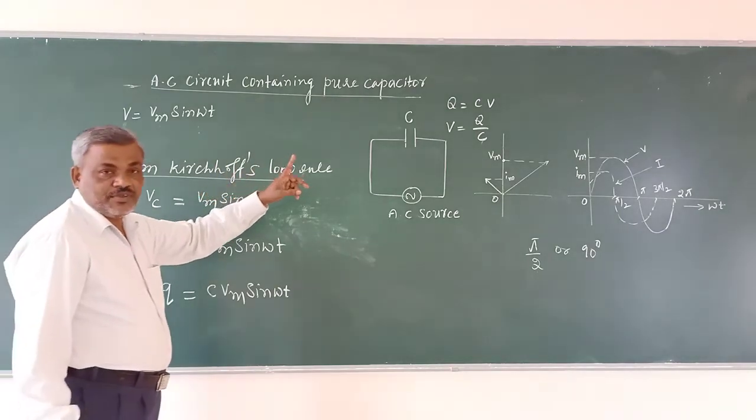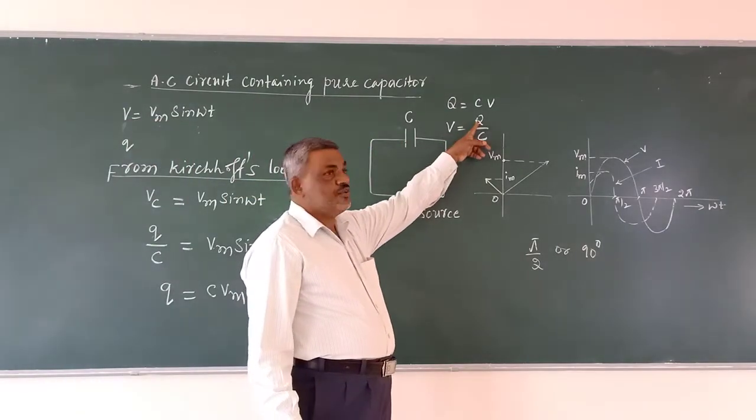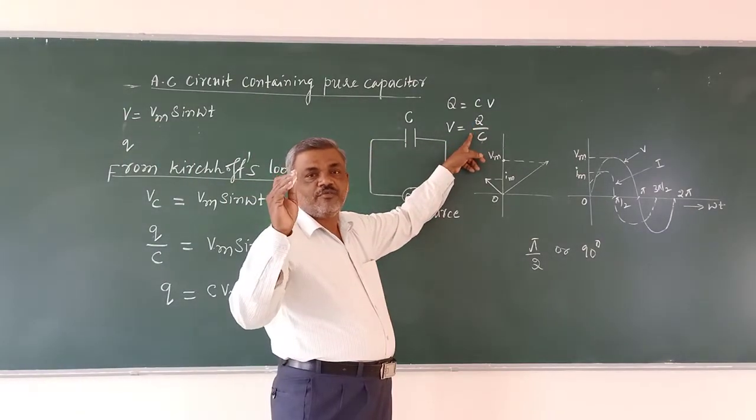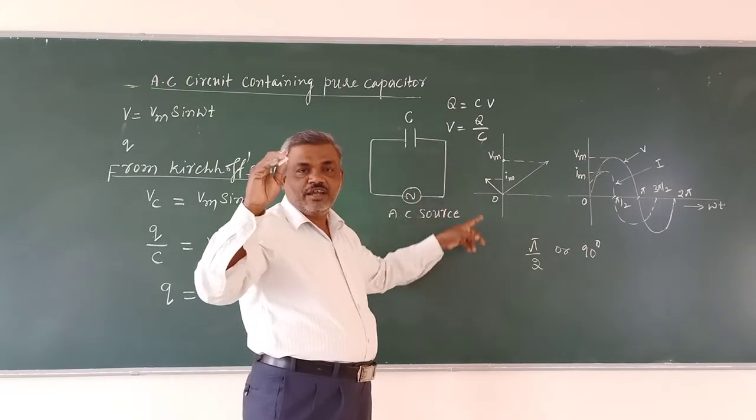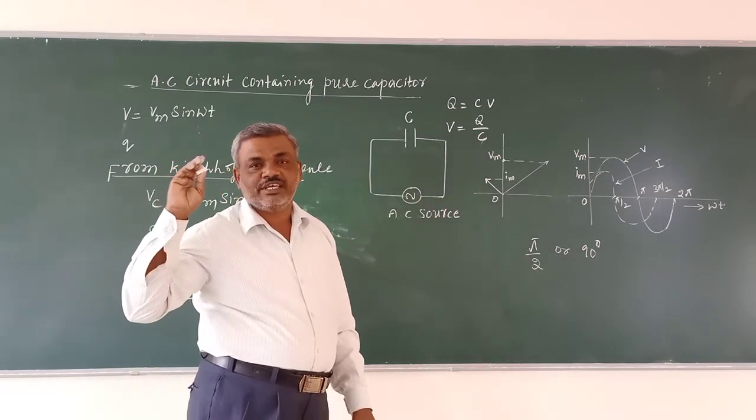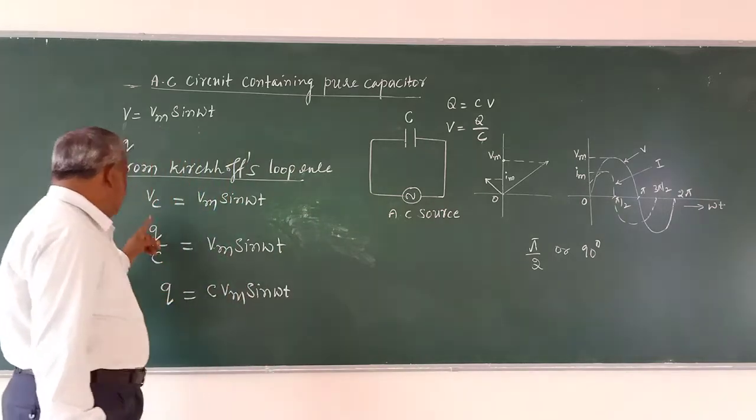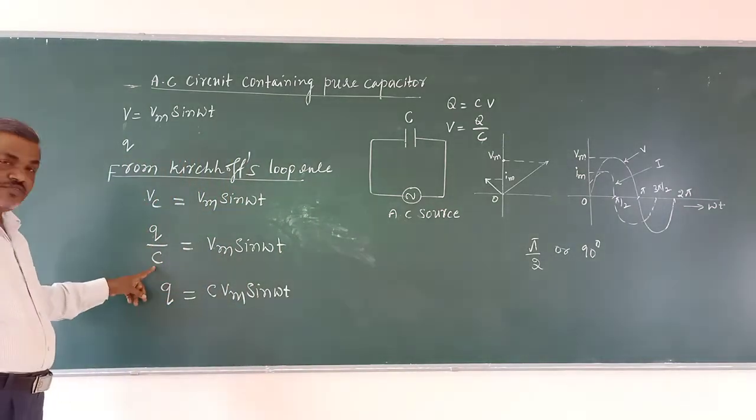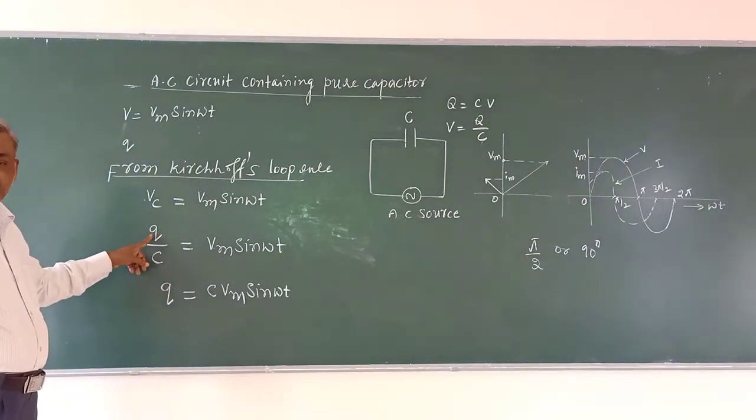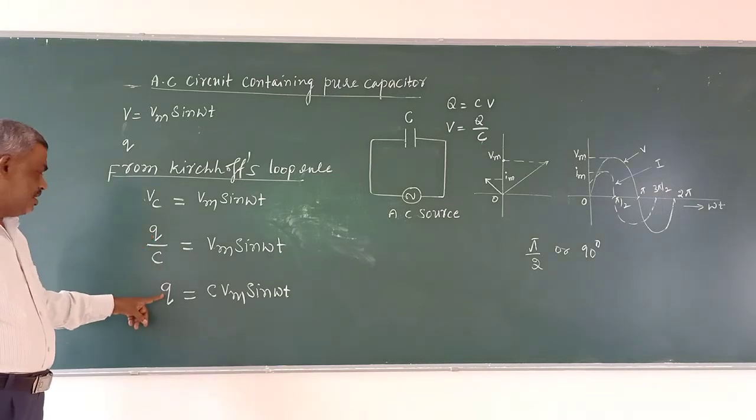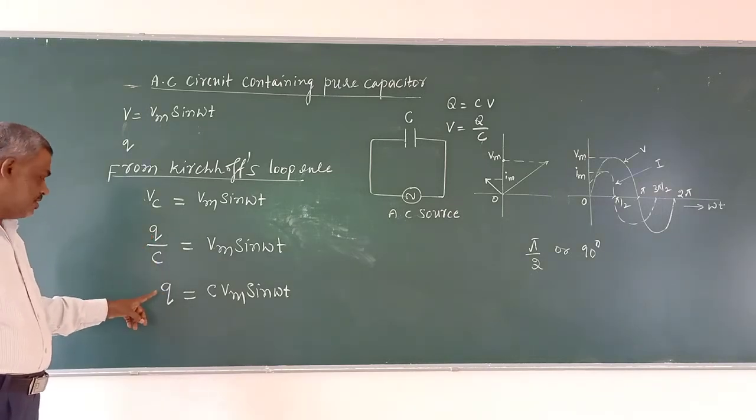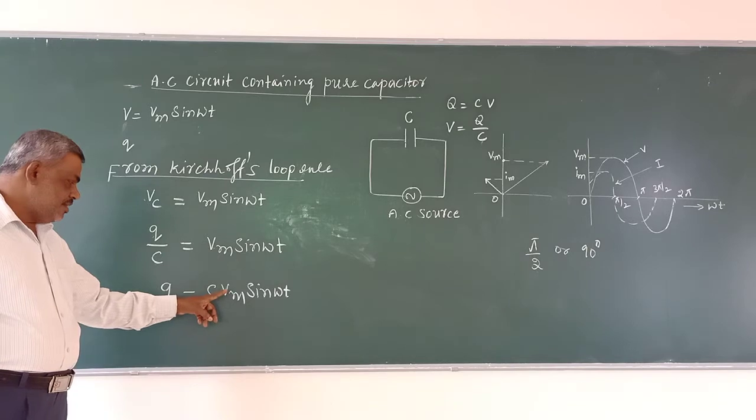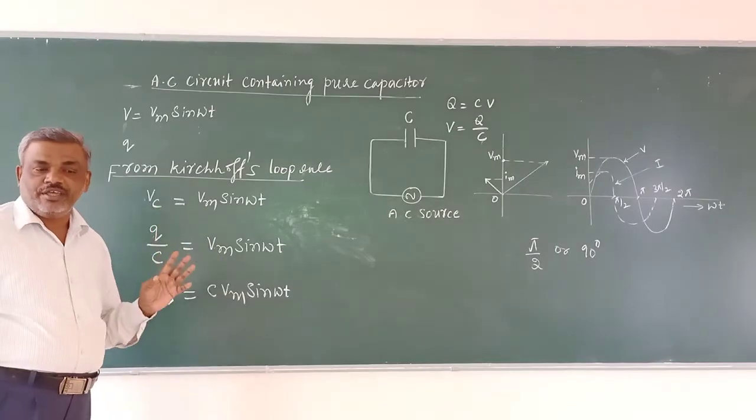The potential difference across the capacitor, V equal to Q by C, is a general formula from the second unit, electrostatic potential and capacitance lesson. Now Vc equals Q by C, where Q is the charge on the capacitor and C is the capacitance of the capacitor. Now Q equals C Vm sin omega t.